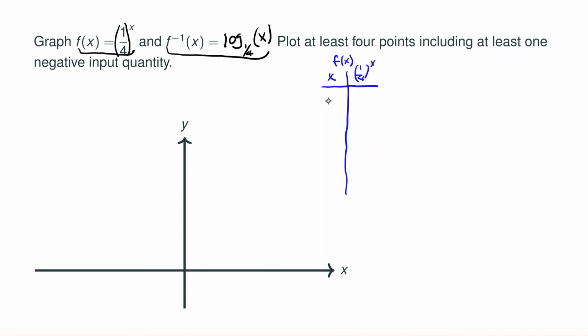So plug in at least one negative quantity, so negative 1. If I plug in negative 1, I get 1 over 4 to the negative 1, which is 1 over 1 over 4, which is 4. So negative 1, comma 4. If I plug in 0, I get 1. Anything to the 0 power is 1. If I plug in 1, I get 1 over 4. If I plug in 2, I get 1 over 16. So let's plot these first.